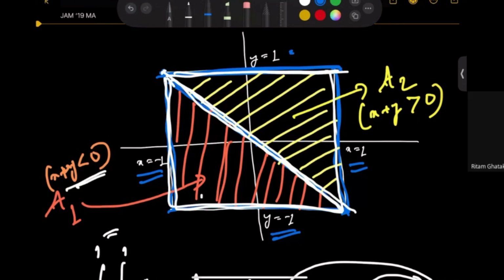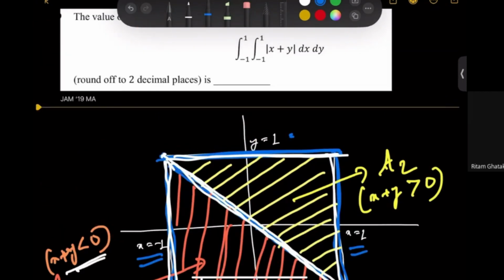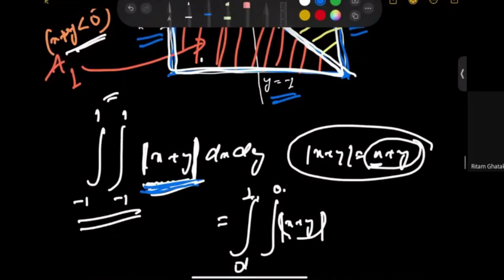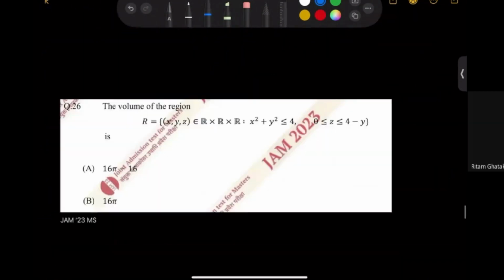No, sir. Okay, so the idea here is to break the area into two parts, or into however many parts you need to take care of the mod for this question. So we will be doing something similar with the next problem too.